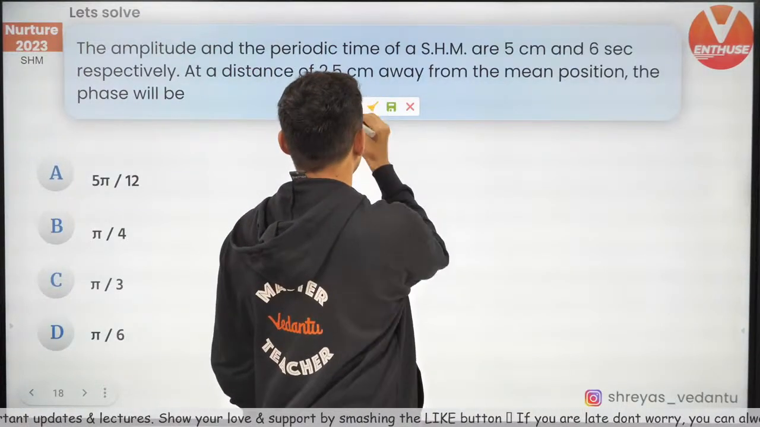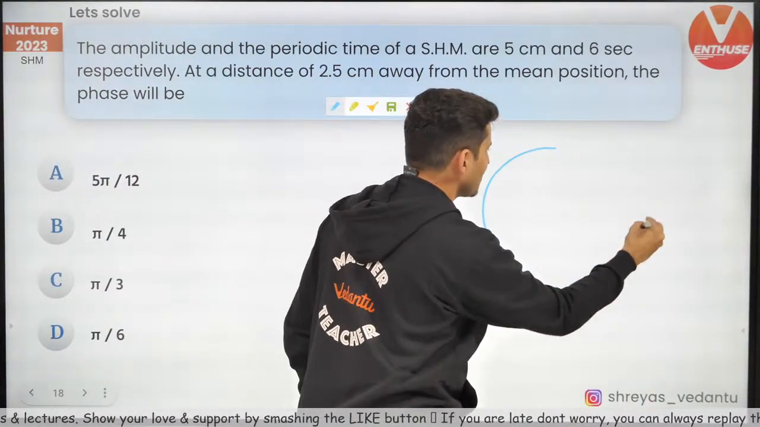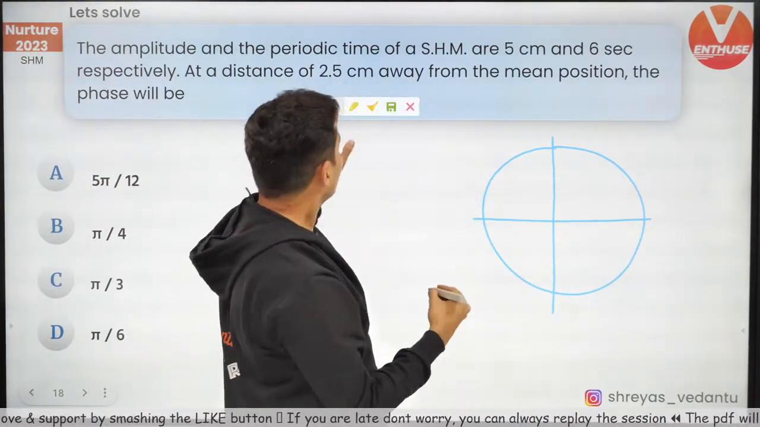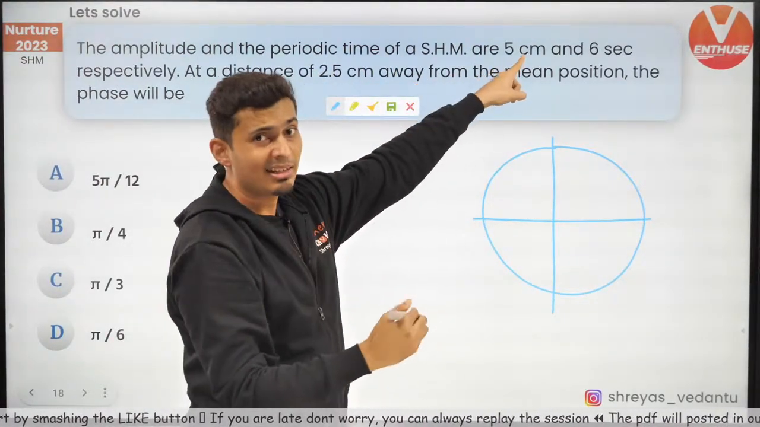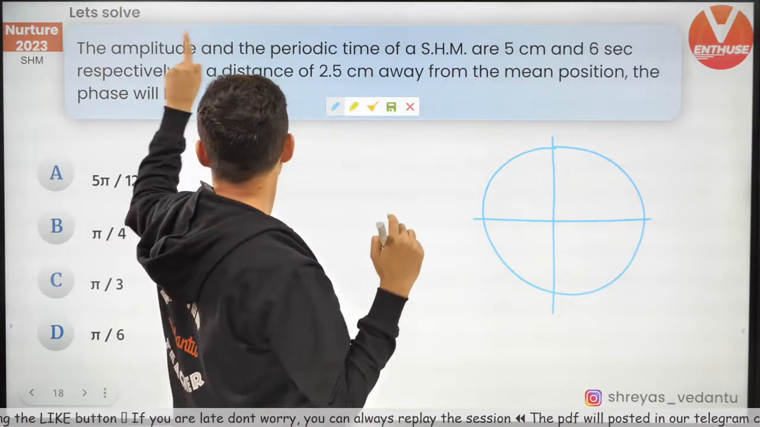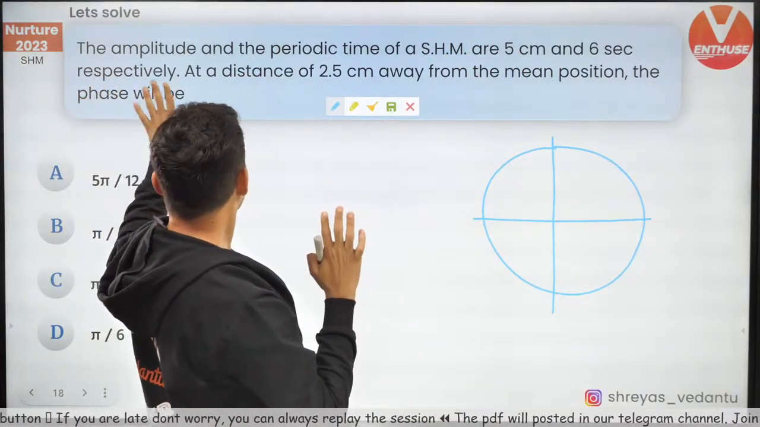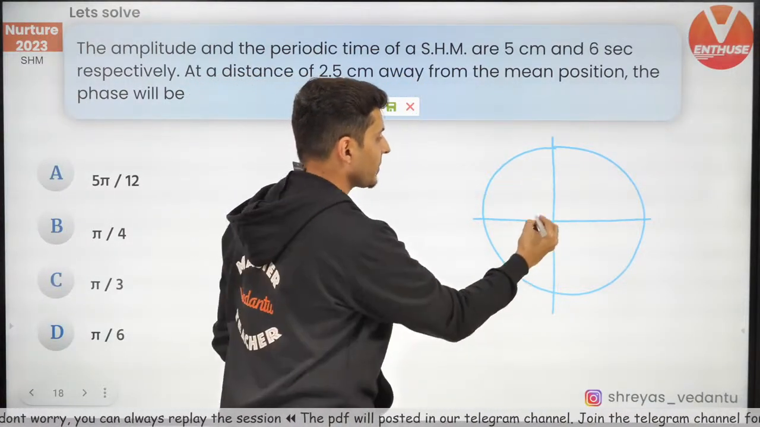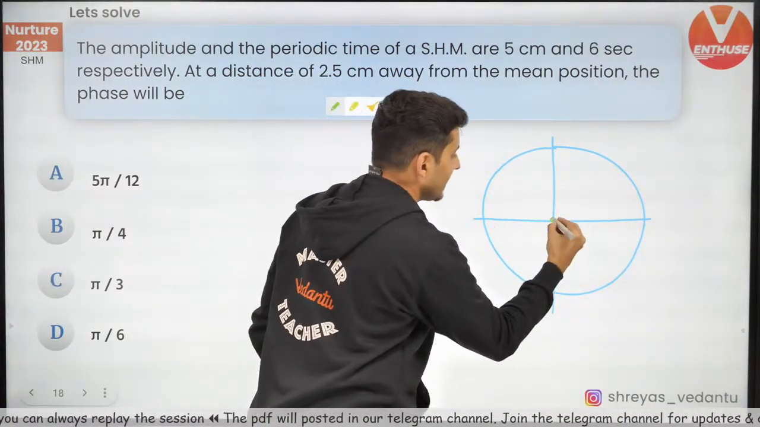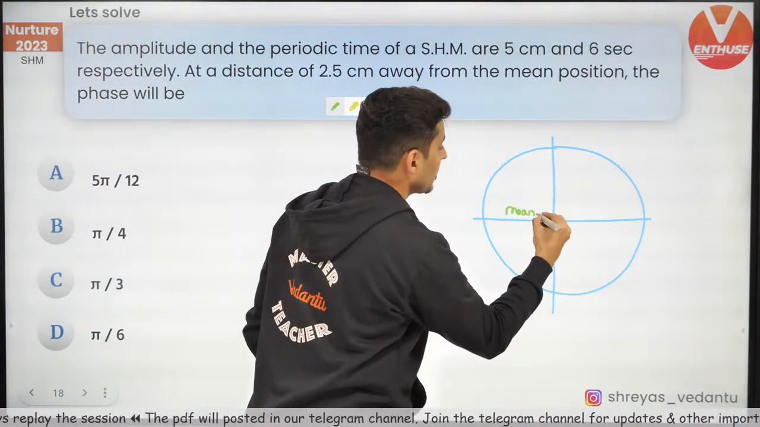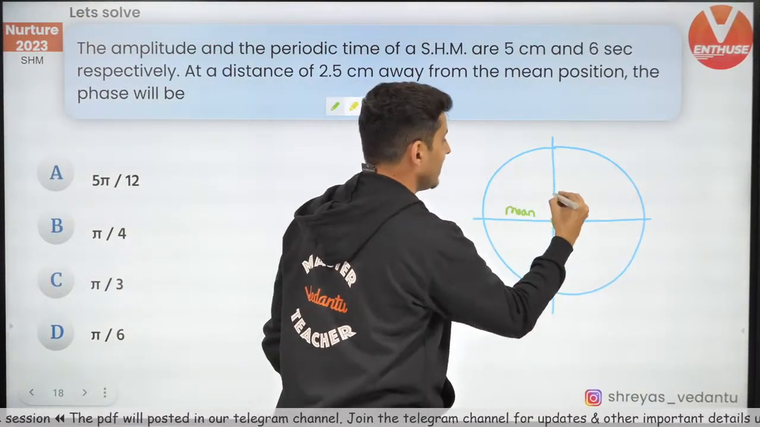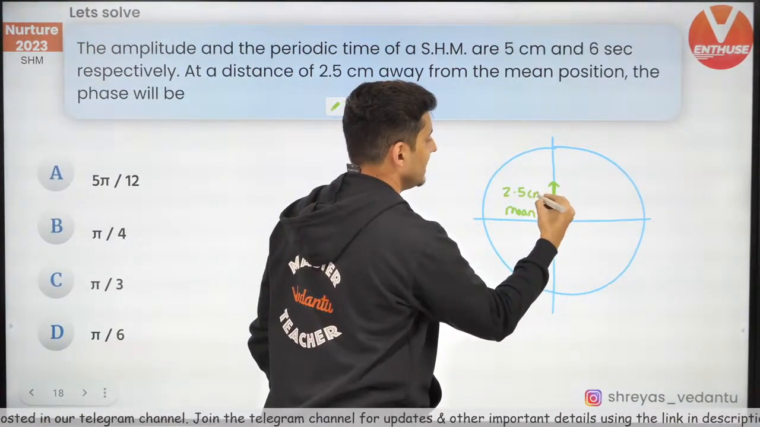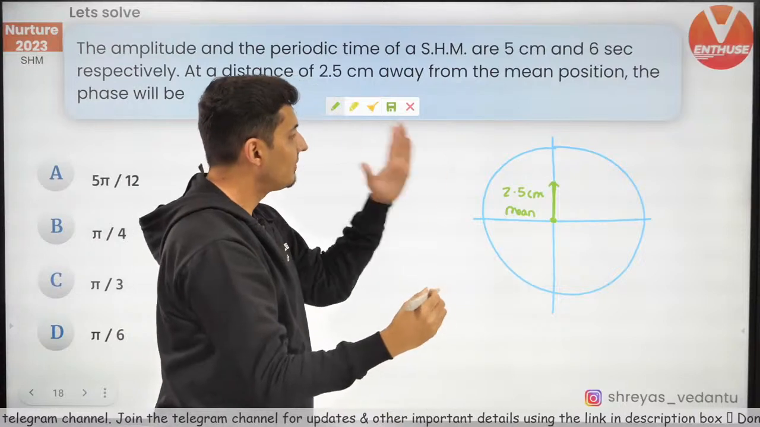Okay, so let's start with a phasor diagram, because that's what we have learned today, and you will see it will be very, very simple. So I know the amplitude is 5 centimeters, that means the radius is 5 centimeters, time period is 6 seconds, and the distance is 2.5 away from the mean position. So think about it, this is technically the mean position, 2.5 centimeters away, that means this much distance, so this is 2.5 centimeters. The question is, what is the phase?